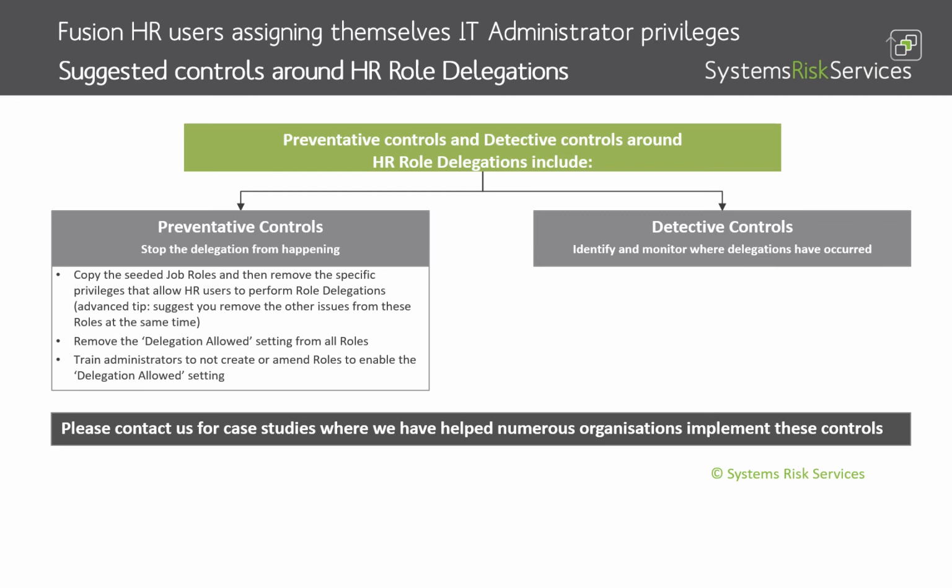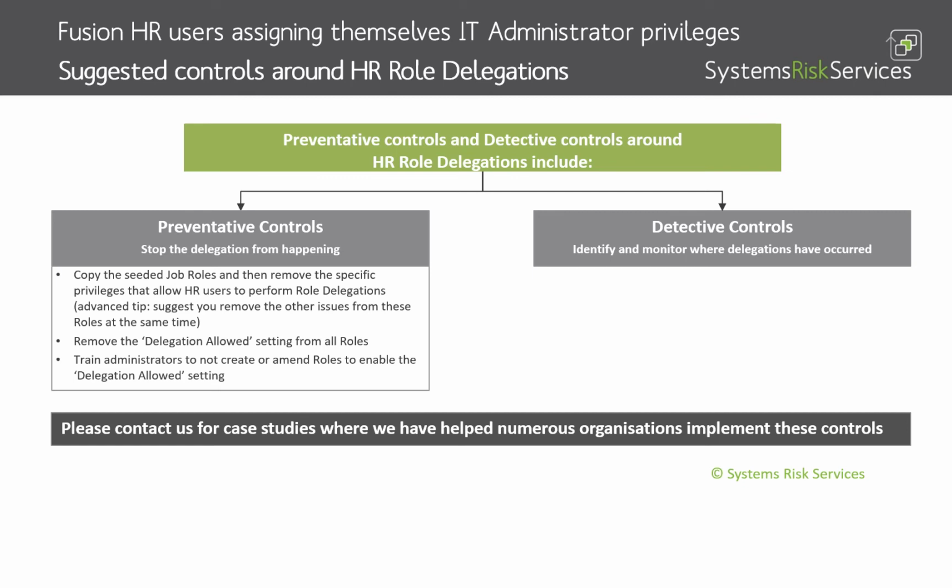The second one is to remove the delegation allowed setting from all roles. So in our example, it relies on the fact that the IT security manager role is delegatable out of the box. If you've disabled that and you've turned it off, then that's a pretty good start.